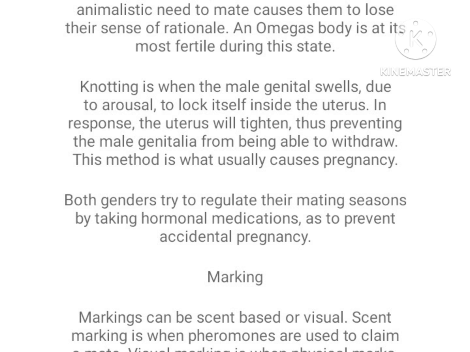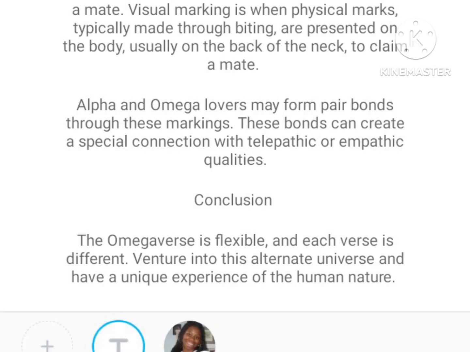Both genders try to regulate their mating seasons by taking hormonal medications, as to prevent accidental pregnancy. Marking. Markings can be scent-based or visual. Scent marking is when pheromones are used to claim a mate. Visual marking is when physical marks, typically made through biting, are presented on the body, usually on the back of the neck, to claim a mate.